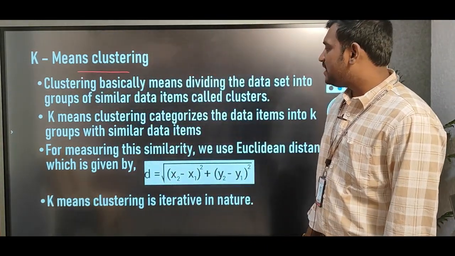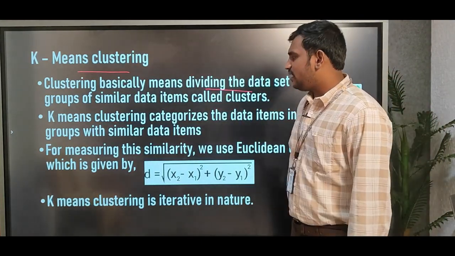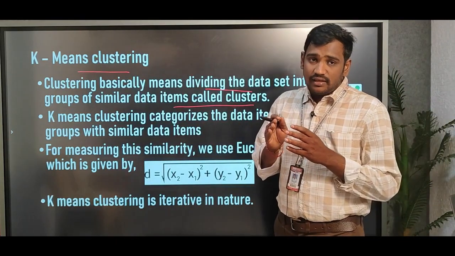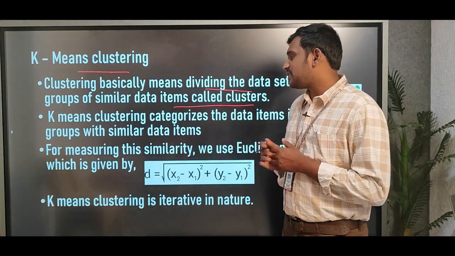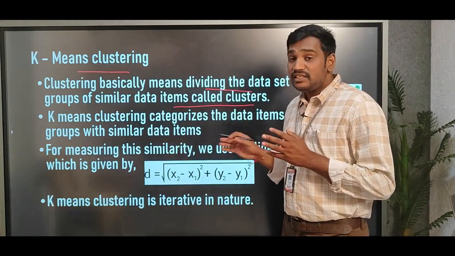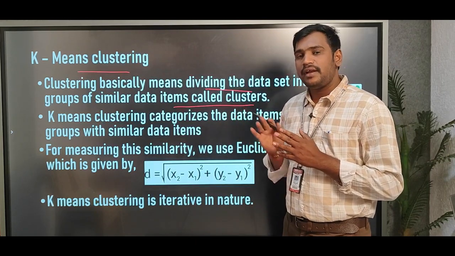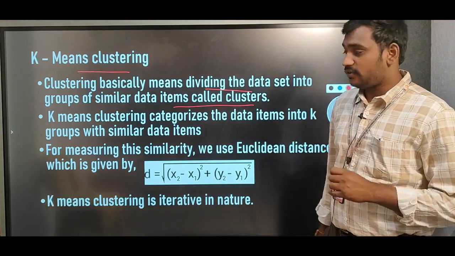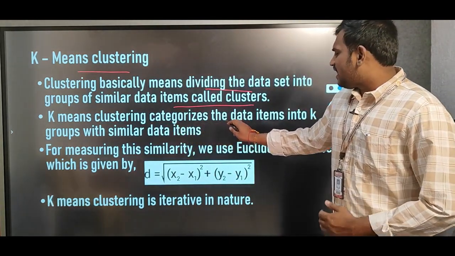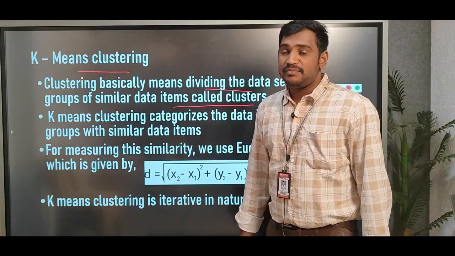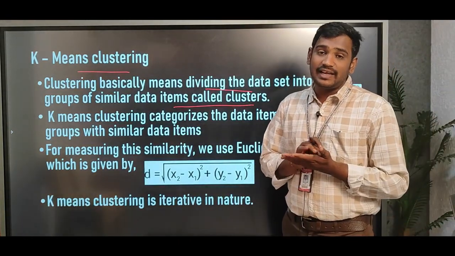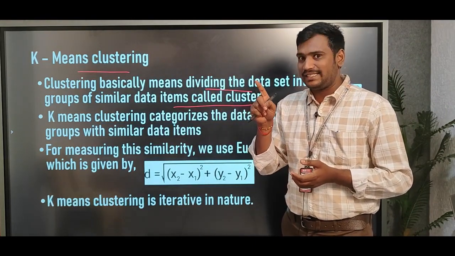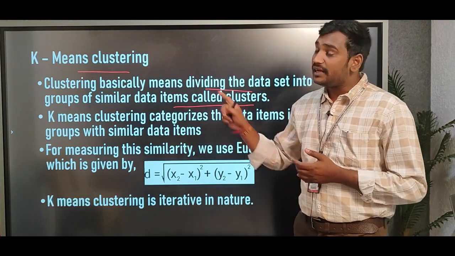Clustering basically means dividing the data set into groups of similar data items called clusters. If you place similar data items in one area, we call it a cluster. After learning this topic, you will be able to know how to separate clusters using some formulas. K means clustering categorizes the data items into K groups with similar data items. Suppose you want to separate your data into 3 sets, then the K value will be 3. If you want to separate your data into 2 clusters, then K will be 2. That is nothing but K.